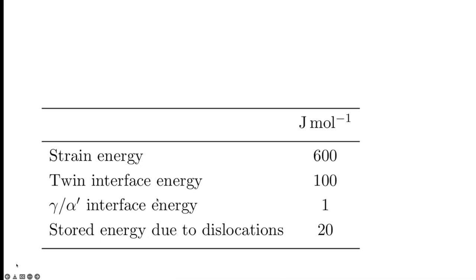And we have the interface energy between the martensite and the austenite, which is quite small when the plates are large, but is very, very important at the nucleation stage. Now, if the plate of martensite is not perfectly accommodated elastically, then we will also generate dislocations. But it isn't true to say that martensite will have a high dislocation density.